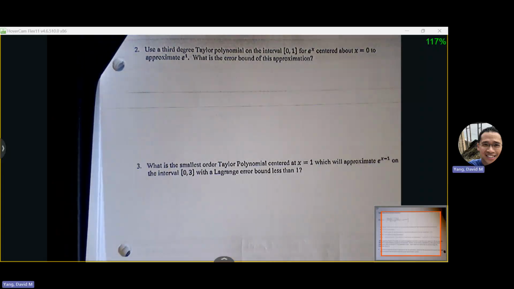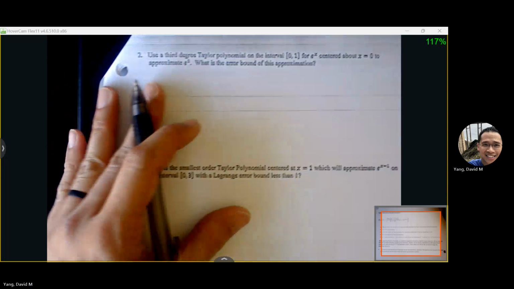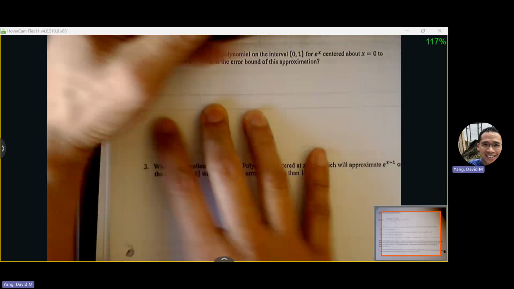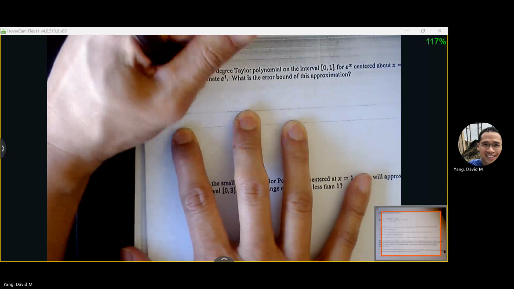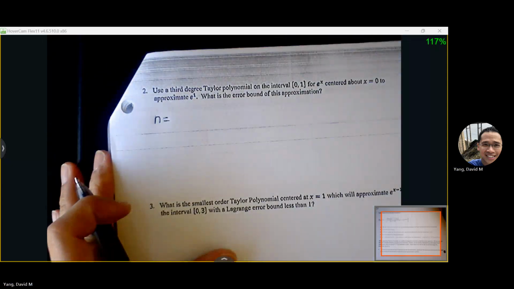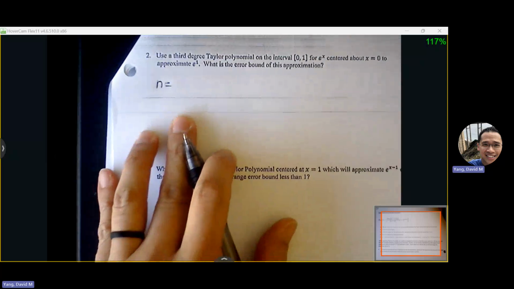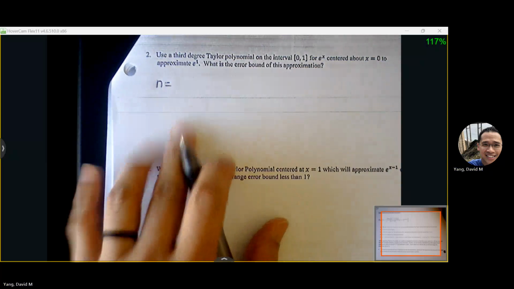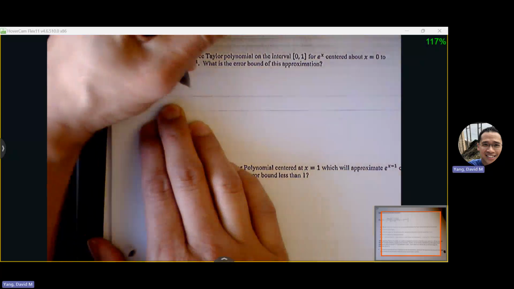All right, use the third degree Taylor polynomial on the interval from 0 to 1 for e to the x, centered about x equals 0, to approximate e to the x. What is the error bound of this approximation? So let's list out everything we need. What degree are we sitting on? Third degree, so n equals 3.